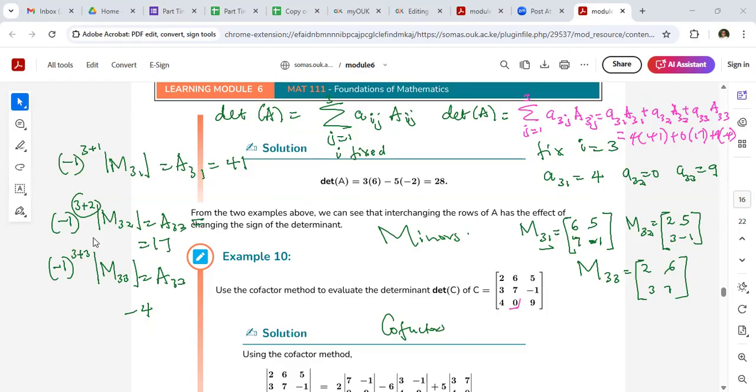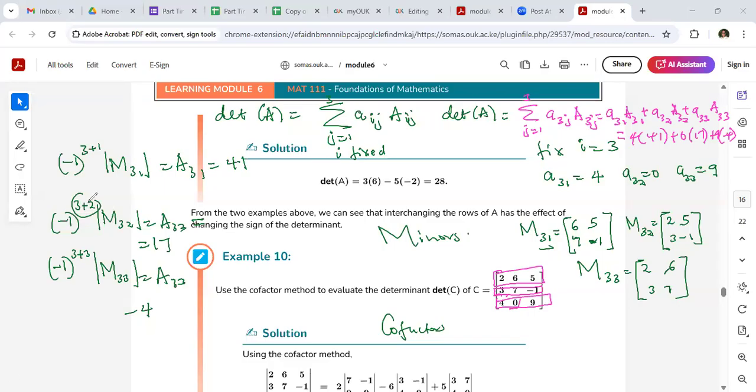Is it clear? Is it clear now? Any clarification needed? You see, you don't have to fix i equal to 1 always. You can choose. You can even try the same examples and fix i equal to 2 or fix i equal to 1. And you find that regardless of your choice of row, the answer is always the same.